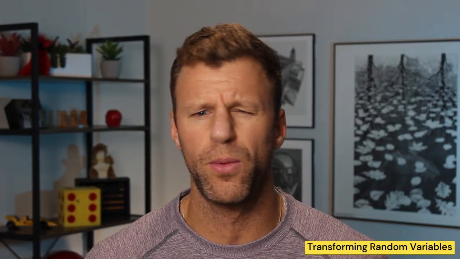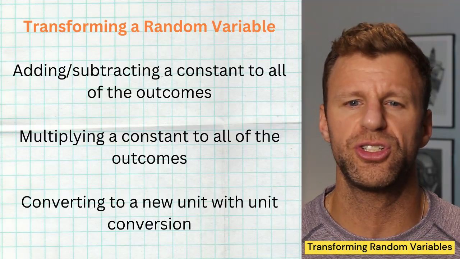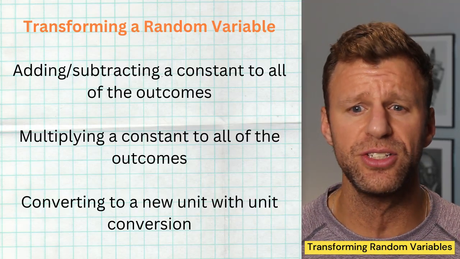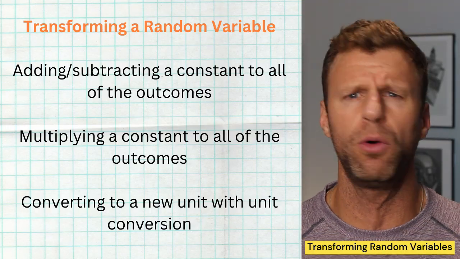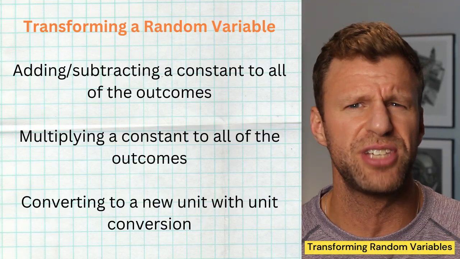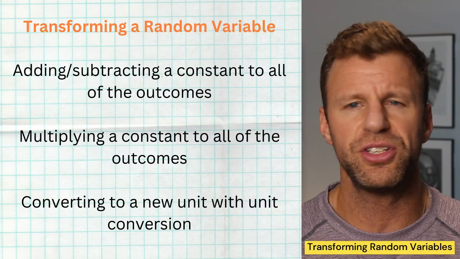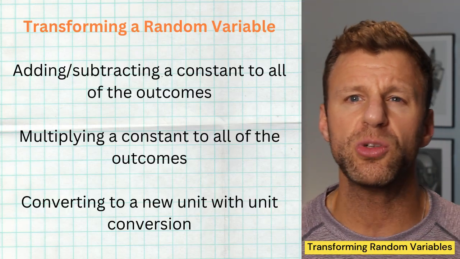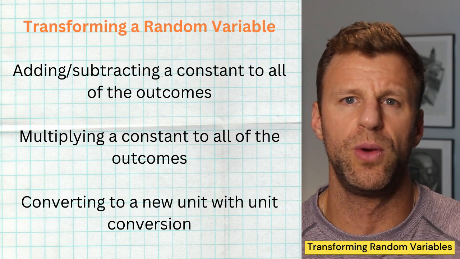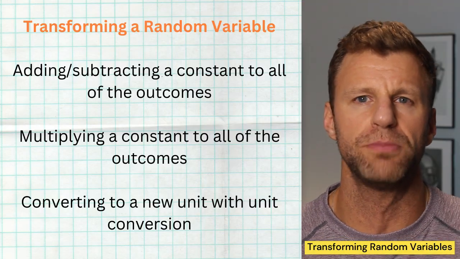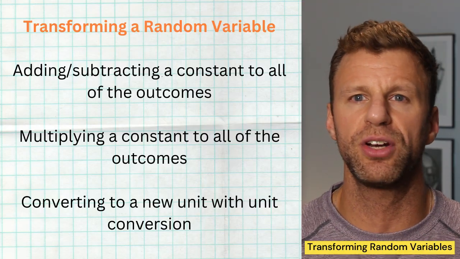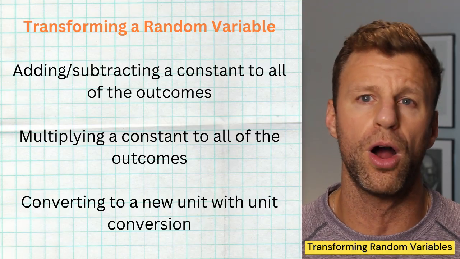Now, the fourth thing we need to be able to do with discrete random variables is transform them. What do I mean when I say transform a random variable? Here we're talking about 3 different situations: adding or subtracting a constant to all of our outcomes, multiplying a constant by all of our outcomes, or you might say, well, what about dividing? Remember, division is the same thing as multiplying by the reciprocal, so division can also be looked at as multiplication. And then we also have converting from one unit to another unit. Like maybe we're going to go from inches to feet, or miles to inches, or something like that, and we're just converting. So those are the 3 different ways that you can transform.